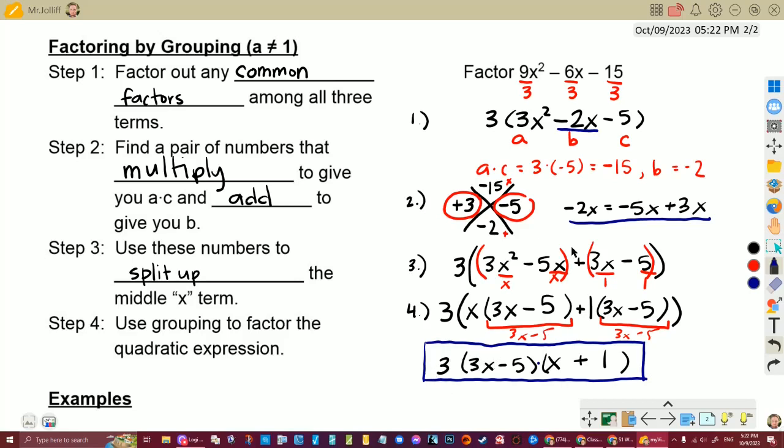Second, when we went from step 2 to step 3 and we split up that middle x term, I put negative 5x first and positive 3x second. It's okay if you do those terms the other way around. It doesn't matter the order that those go in. That's just going to change the order on the binomials down at the bottom. But your answer is the same. As long as you have an x plus 1 and a 3x minus 5 somewhere in your answer, it's okay if they're in the reversed order.